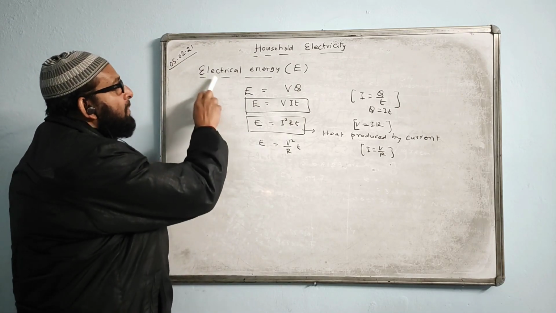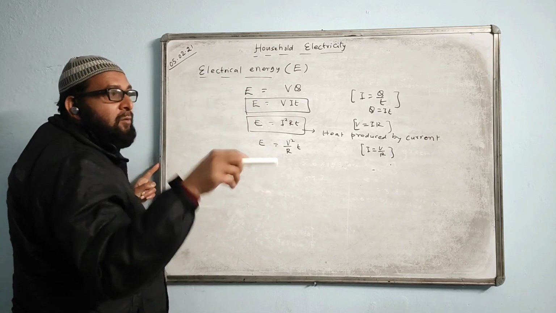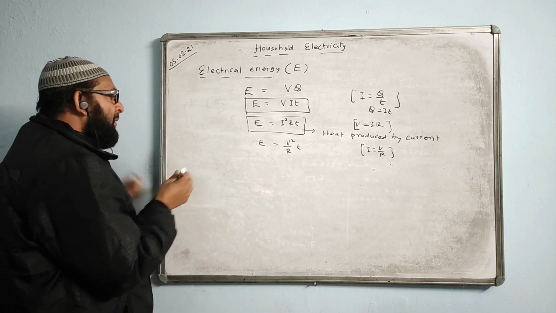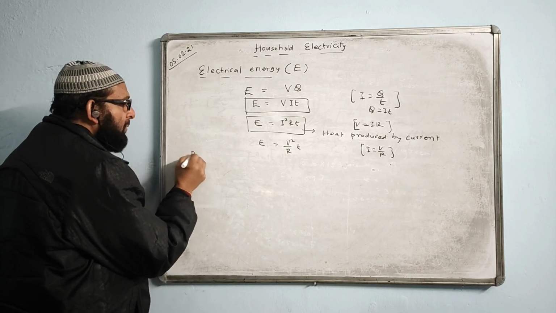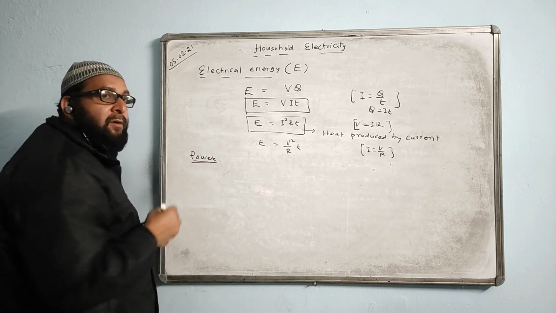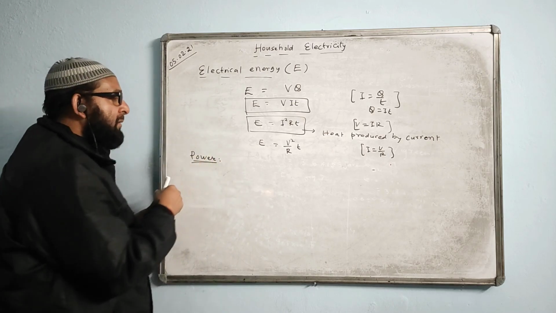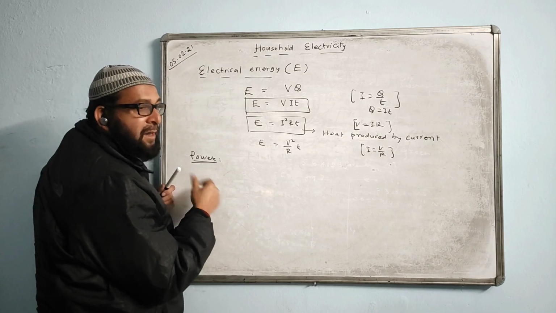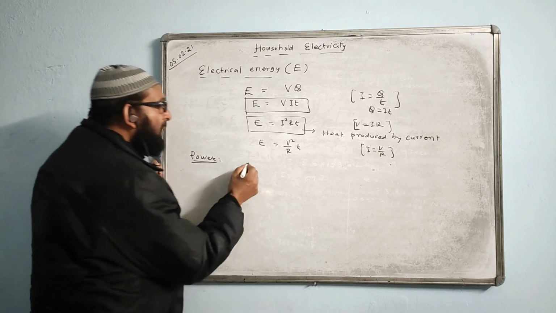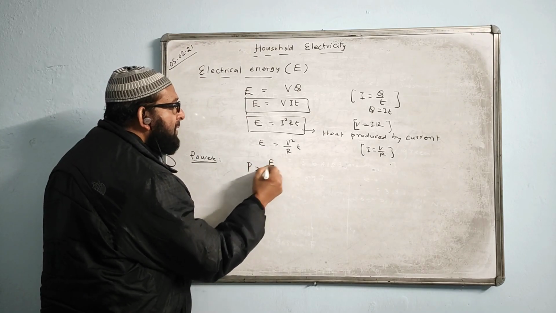So, what is the commercial unit of electrical energy? I said kilowatt hour, and these are the formulas for electrical energy. Okay, now the next point is power, electrical power. Power is the rate of doing work, or we say the rate of consumption of electrical energy. The power formula will be electrical energy upon time.